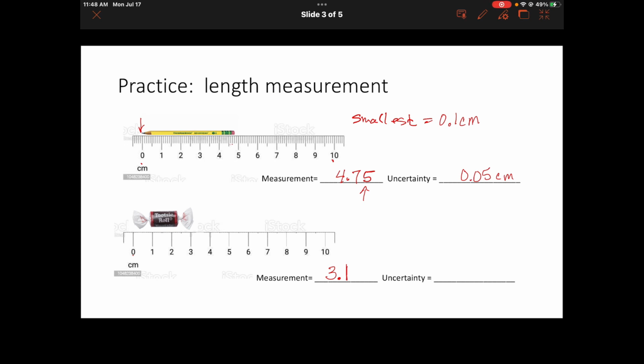Now our uncertainty is going to be different. The smallest division here is 1 centimeter, so our uncertainty is going to be half of that: 1 divided by 2, or 0.5 centimeters. Since we don't have as many marks on our bottom ruler, we don't know our measurement quite as precisely, and our uncertainty is larger. That's saying that we're less certain about what our measurement is. We're going to practice this a lot in class.